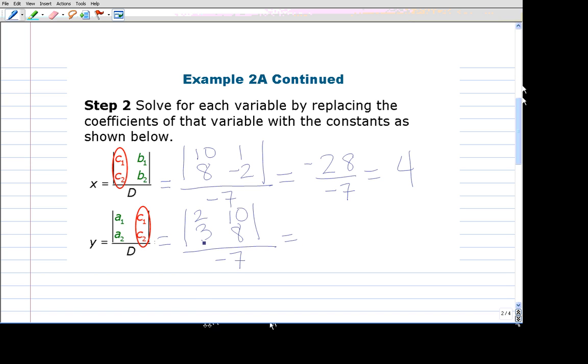So now we need to take the determinant of our numerator, so 2 times 8 minus 3 times 10. So we get -14 over -7. That gives us a value of 2. So therefore, the solution for this system is the point, or the ordered pair for 2.